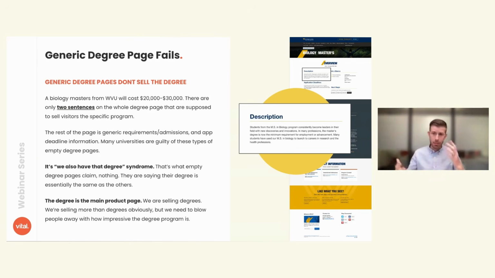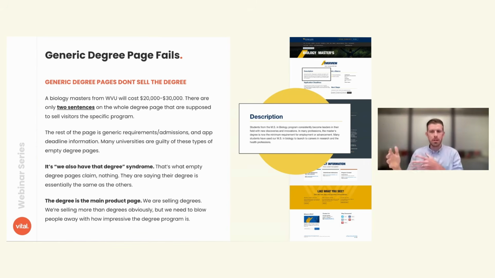Nice looking page, nice modules. I like the colors, styled nicely. It's great. Looks like it's pretty long. But if I read that page, I find that there's only two sentences that describe the degree. So this is a page for a biology master's degree. The rest of this page is generic content about WVU's application deadlines and requirements and just general things about the university, but nothing specific to the biology master's degree. Now that biology master's is going to run me 20, 30K. It's going to be challenging to sell a 20 or 30K degree with two sentences.